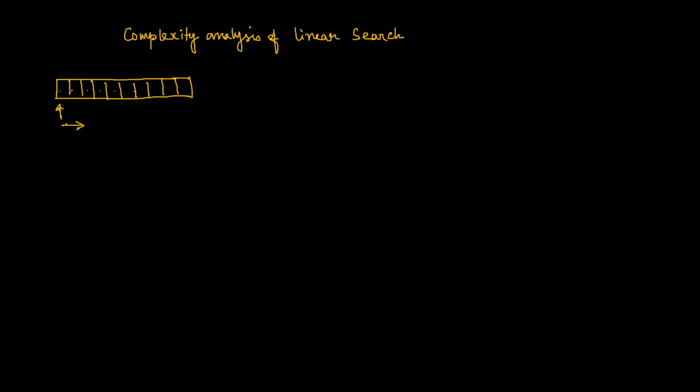Complexity analysis of linear search. So the algorithm of linear search, you all know. We have a set of numbers stored maybe in some array. Some numbers are present, I am not going into detail. And the algorithm says that you start from this point, and keep on searching one by one element until you find it.